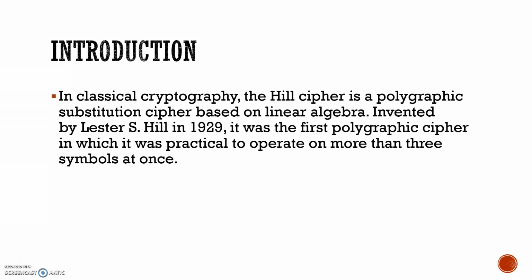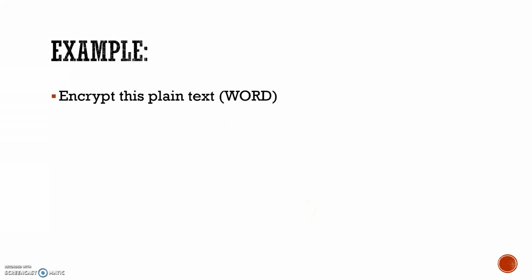So here in classical cryptography, the Hill Cipher is a polygraphic substitution cipher based on linear algebra, invented by Lester S. Hill in 1929. It was the first polygraphic cipher in which it was practical to operate on more than 3 symbols at once. So now time for an example.